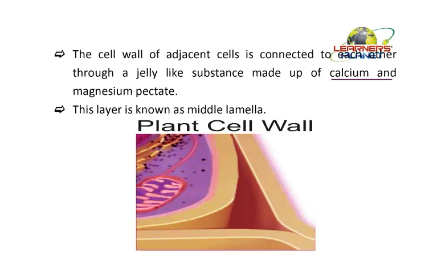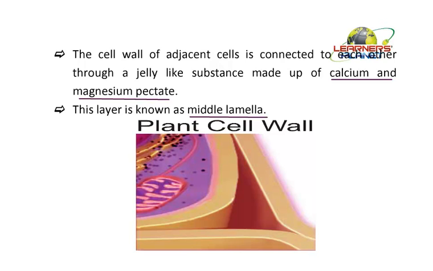It is made up of calcium and magnesium pectate. This special substance forms a kind of jelly-like substance, and it is present as a thin layer between the two cells. So if this is one cell, another cell will be present, and they are both joined together by this special thin layer. This thin layer, made up of calcium or magnesium pectate, is known as the middle lamella.